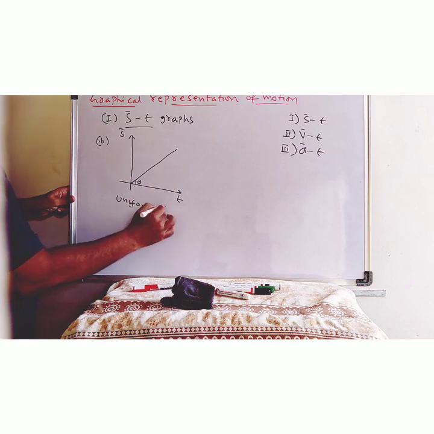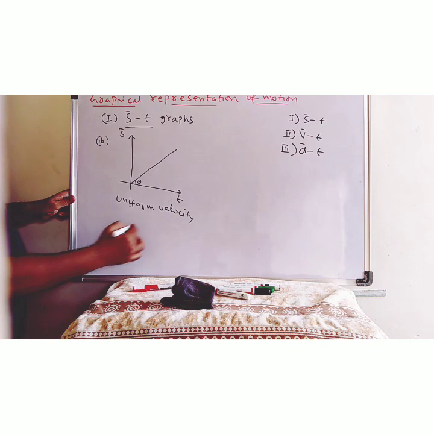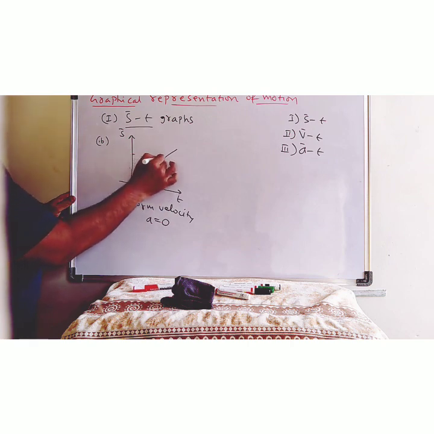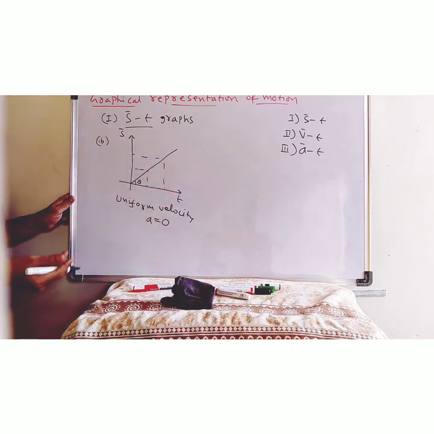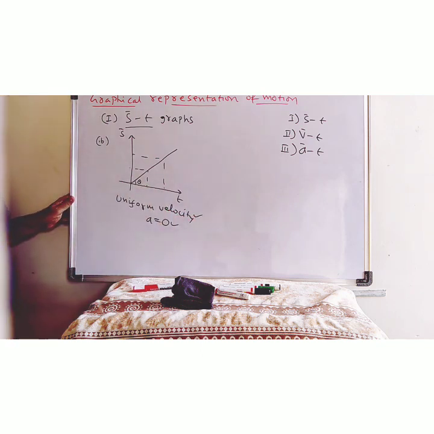So what does this graph show? It's a uniform velocity. If it is a uniform velocity, then what is the acceleration? The acceleration is 0. Why? Because there is no change in velocity. Velocity is constant. The displacement is changing, but velocity is not changing. Every time the theta is constant. So you can say it's going with uniform velocity and its acceleration is 0.